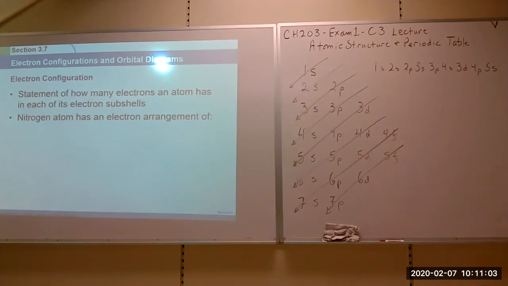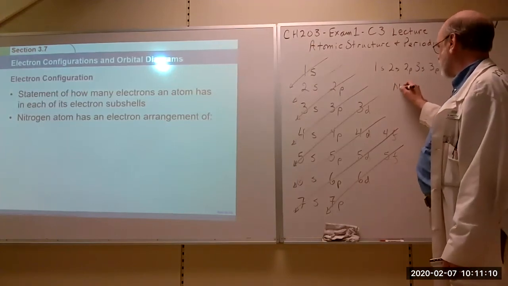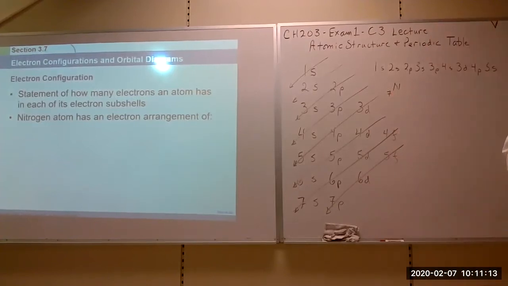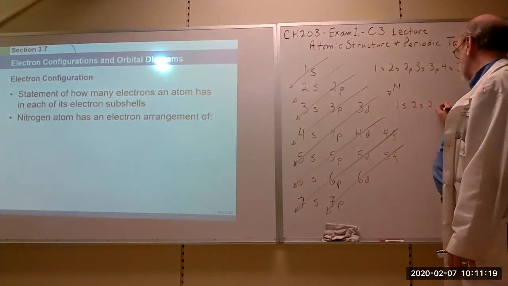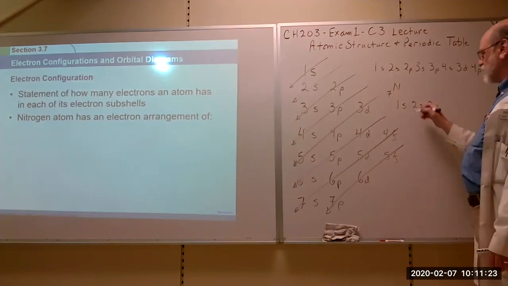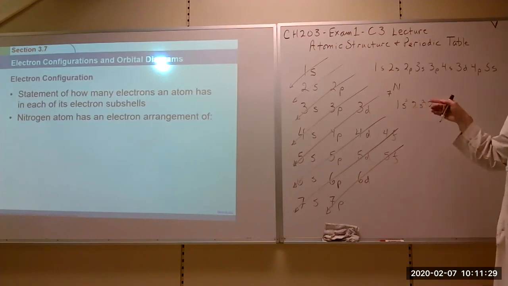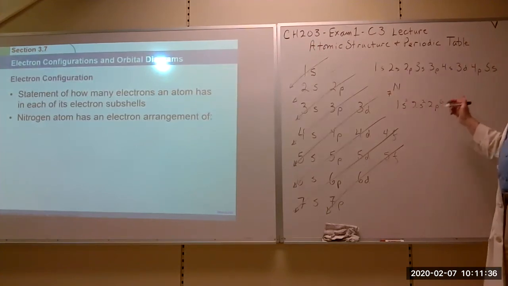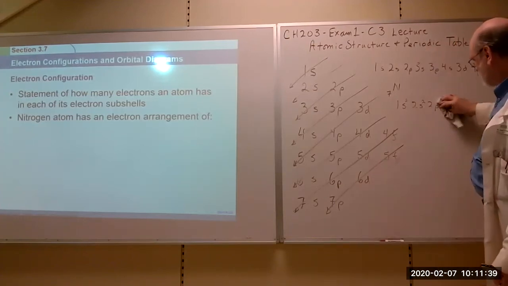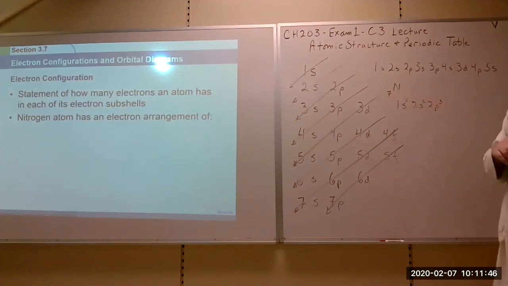Okay, let's do nitrogen. We need to know about nitrogen because we breathe it every day. N has atomic number 7, which means 7 electrons. So we're going to use 1s, 2s, 2p, and more if we need it. There are 2 in 1s, and only 2 in 2s because they're s orbitals. P's can have 6. Did we go too far? 2, 3, 4. Yes, we went too far. So 4 from 7 is 3, and we only need 3 in 2p. That's the electronic structure for nitrogen. We're done.